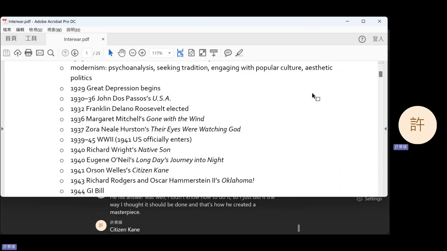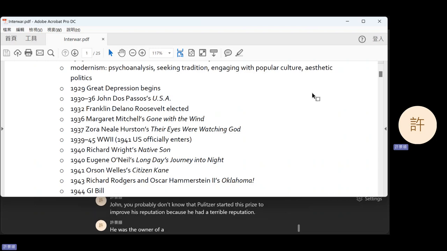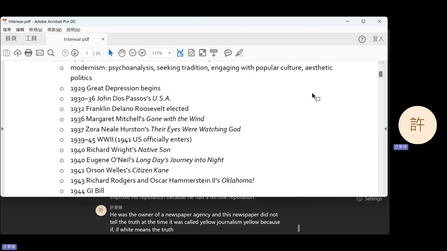Citizen Kane tells the story of basically John Pulitzer. You guys know the Pulitzer Prize, right? Pulitzer奖. You probably don't know that Pulitzer started this prize to improve his reputation because he had a terrible reputation. He was the owner of a newspaper agency, and this newspaper did not tell the truth. At the time, it was called yellow journalism. Yellow because if white means the truth, then yellow means not exactly the truth.